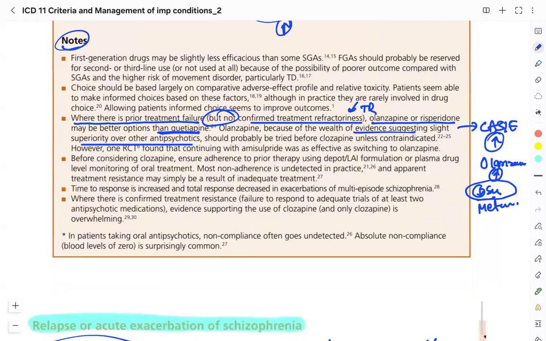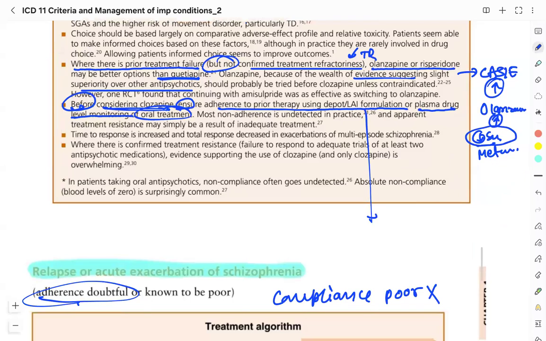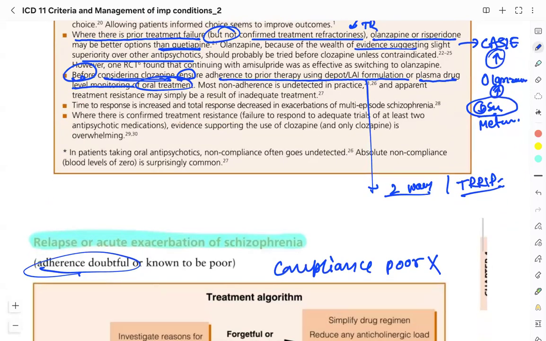All right. There's another thing it mentions: before considering clozapine, ensure adherence to prior therapy using depot or LAI formulation or plasma drug level monitoring of oral treatment. So there are two ways that Maudsley says, and also even in the TRIPS criteria, it is given in the same way, to ensure whether the patient was adherent to the medication or not.